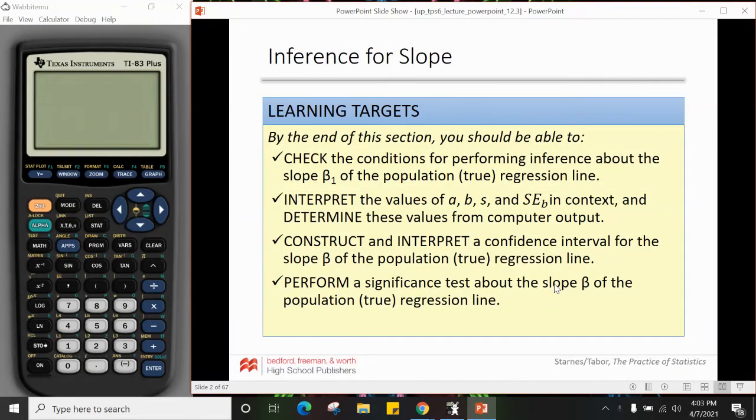Learning targets. Check the conditions for performing inferences about the slope beta of a population true regression line. Interpret the values of A, B, S, and standard error of B in context, and determine these values from computer output. Construct and interpret a confidence interval for the slope beta of the population regression line. Perform a significance test about the slope beta of the population true regression line.